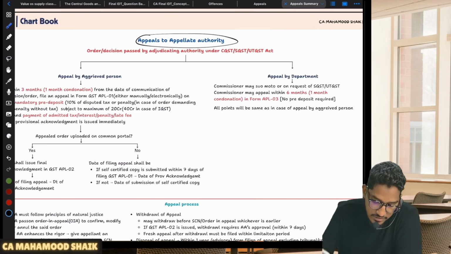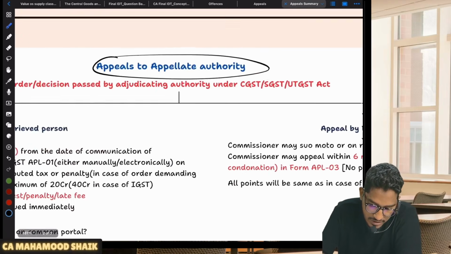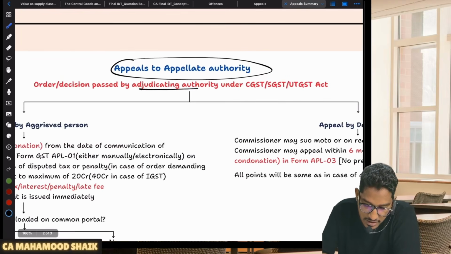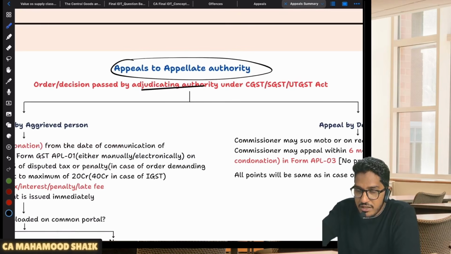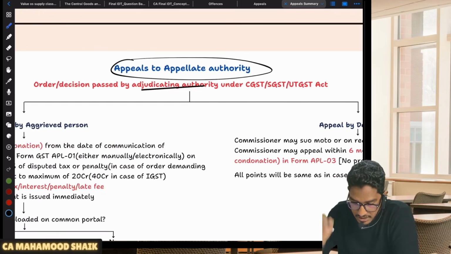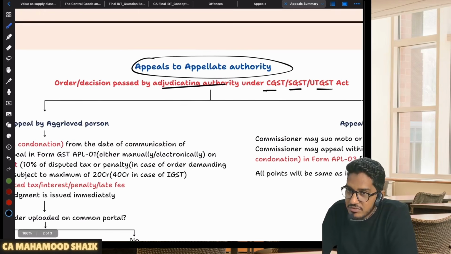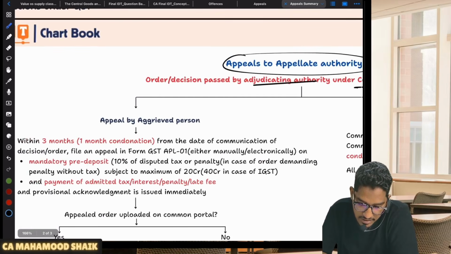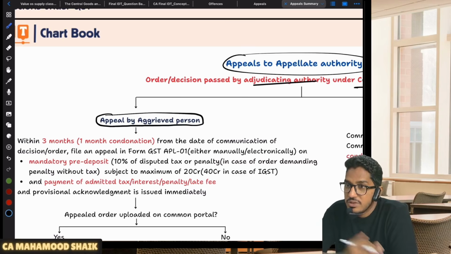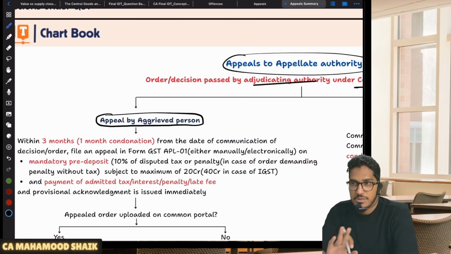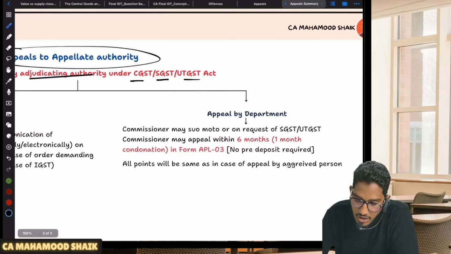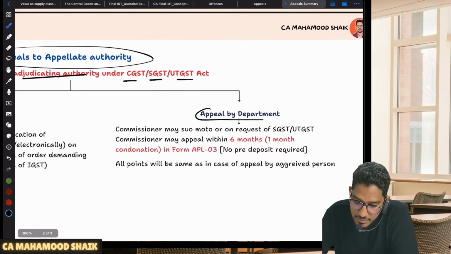So let us see. First, what will happen? Order or decision will be passed by adjudicating authority, either superintendent, deputy or assistant commissioner, joint or additional commissioner, under CGST Act, SGST Act or UTGST Act. Now, any of them can be affected. Who can be affected? Either that person who is affected is the aggrieved person. That means who? Taxpayer. Taxpayer is not happy with that order. Or who also can be unhappy? Department also can be unhappy.